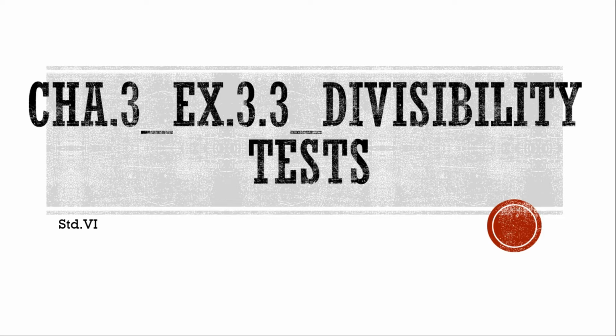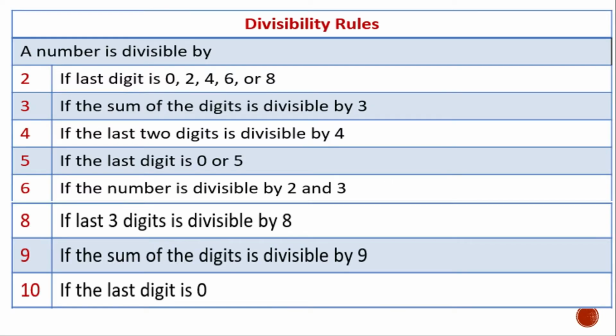the given number, right? Let us see whether we can find a pattern that can tell us whether a number is divisible by 2, 3, 4, 5, 6, 8, 9, 10 or 11. Here, the divisibility rules. A number is divisible by 2, 3, 4, 5, 6, 8, 9, 10. How we are going to do? There is a rule for each and every number.